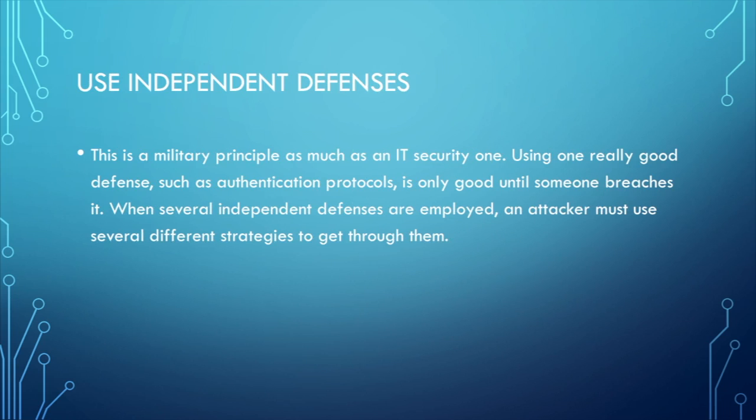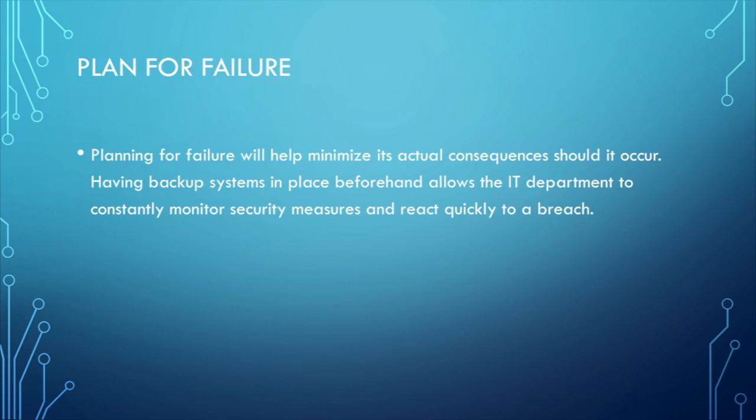Use independent defenses. This is a military principle as much as an IT security one. Using one really good defense, such as authentication protocols, is only good until someone breaches it. When several independent defenses are employed, an attacker must use several different strategies to get through them. Plan for failure. Planning for failure will help minimize its actual consequences should it occur. Having backup systems in place beforehand allows the IT department to constantly monitor security measures and react quickly to a breach.